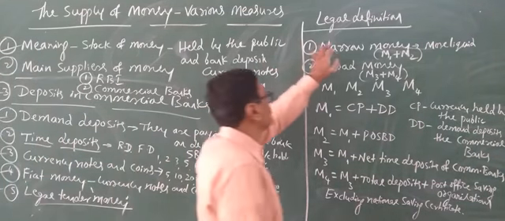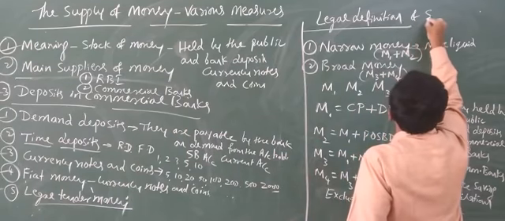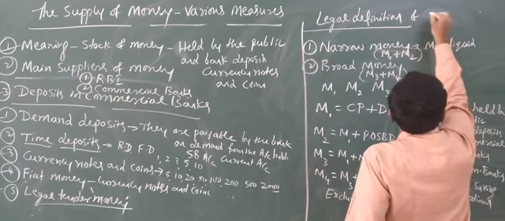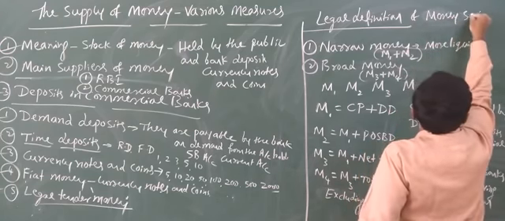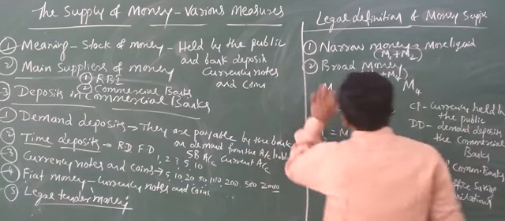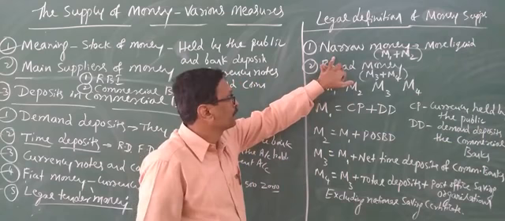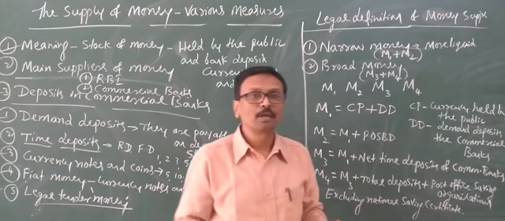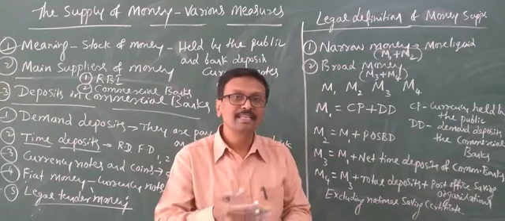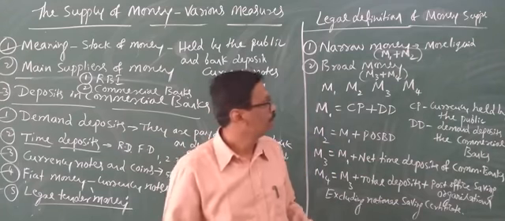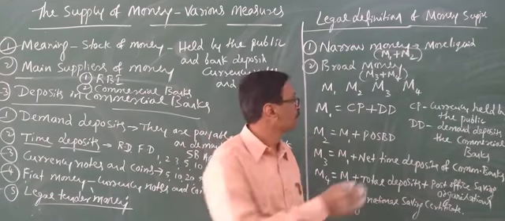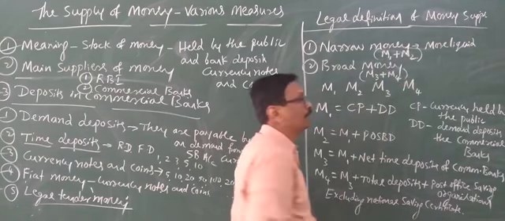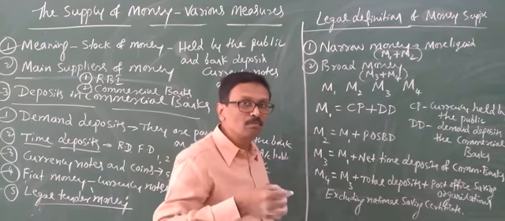Then, the legal definition of money supply. Money supply is broadly classified into two categories: narrow money and broad money. Narrow money is more liquid. Narrow money refers to money that is more liquid, with easy circulation and flow in the economy, for example, real currency notes and coins. It is denoted as M1 plus M2.